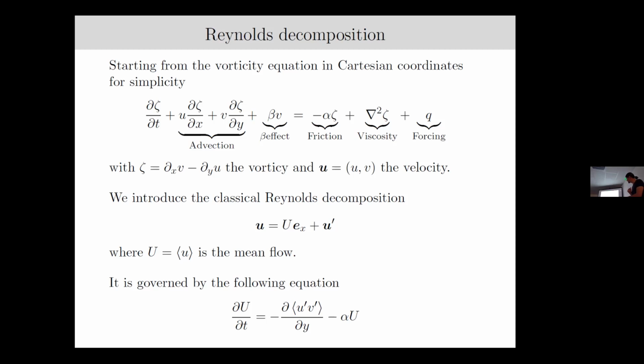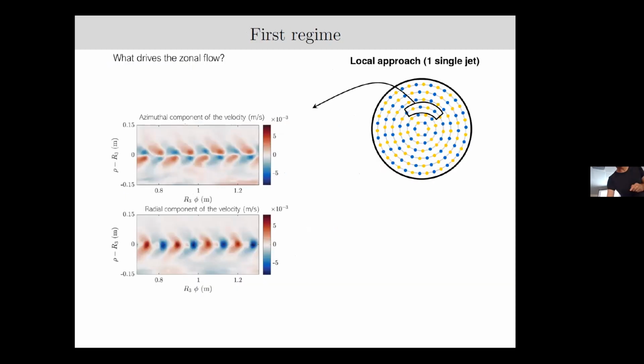Of course, we don't know what that guy is. As usual, we have to close the problem, to parameterize it. And here, basically, I will just try to convince you that you can derive this quasi-analytically, just assuming that the fluctuations are Rossby waves. But you need to take into account one thing: the feedback of the zonal flow onto the waves, which is the main ingredient you need.